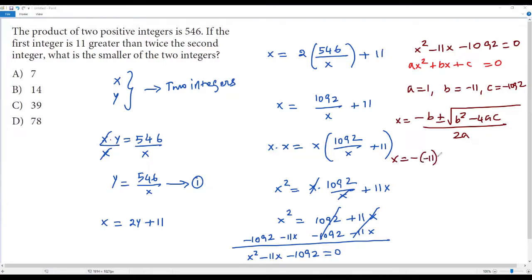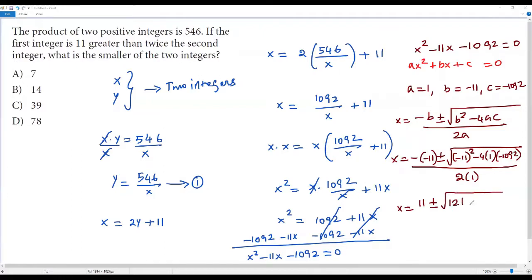Okay, now let me plug in the required values. Negative of negative 11 plus or minus the square root of b squared, which means negative 11 the whole squared, minus 4 times the value of a, which is 1, times the value of c, which is negative 1092, over 2a. 2a means 2 times 1. Now I'm getting x equals negative times negative, which will become positive 11, plus or minus the square root of 11 squared, which is 121. When I multiply negative 4 times 1, it is negative 4. Now when I multiply negative 4 and negative 1092, I am getting positive 4368 over 2 times 1, which is 2.